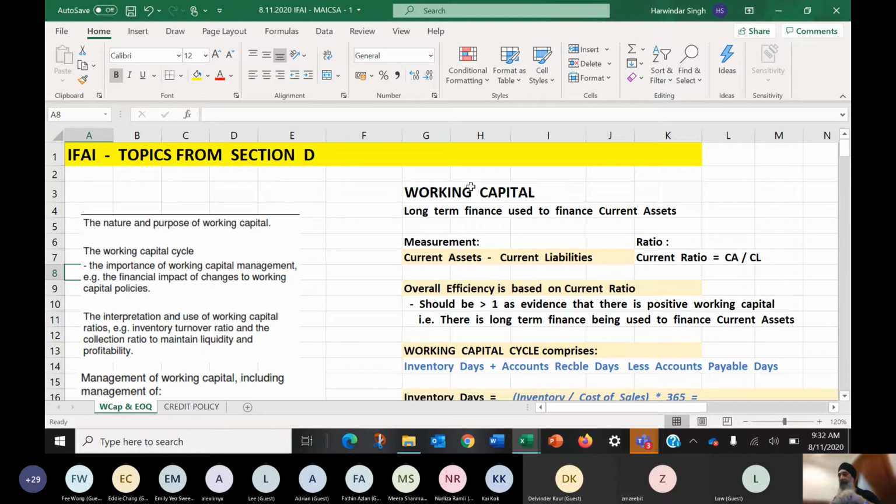Can anyone tell me what they are? Unmute your mic and shout your answer. Don't be afraid. It's a Sunday. Three types of working capital policy. What are they?